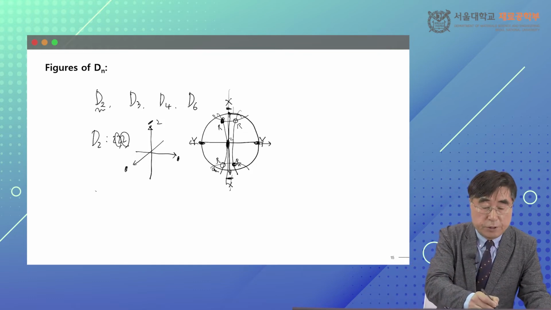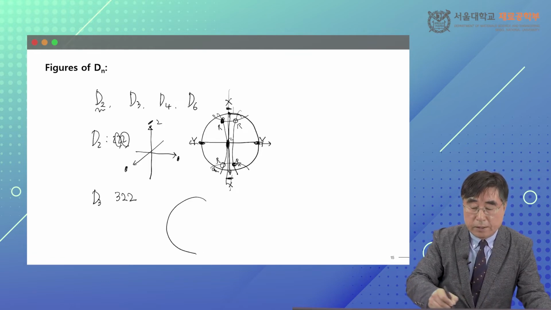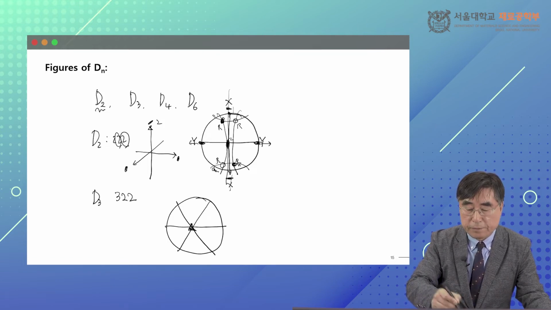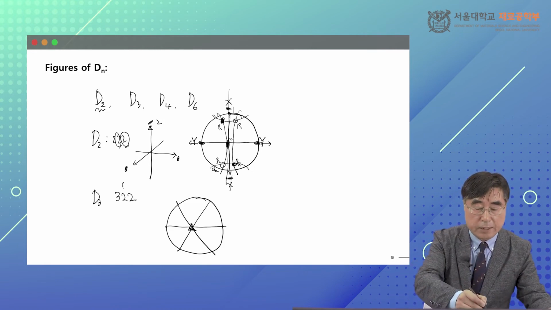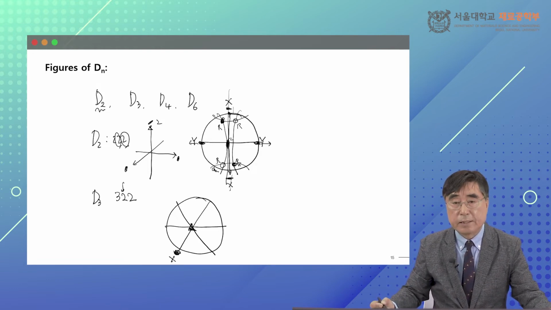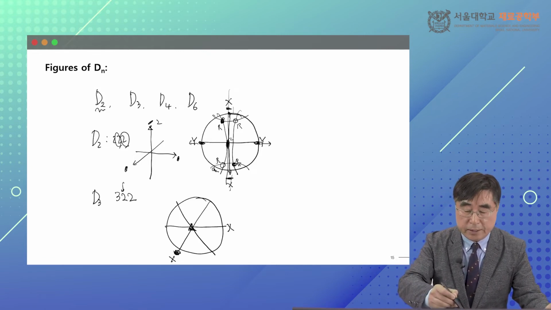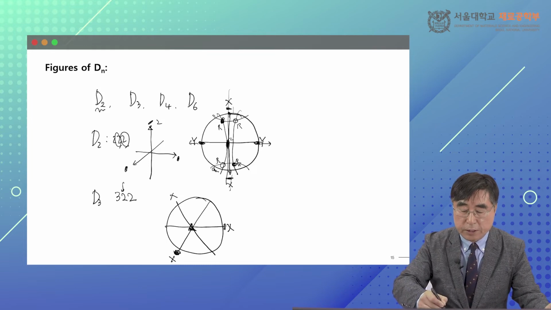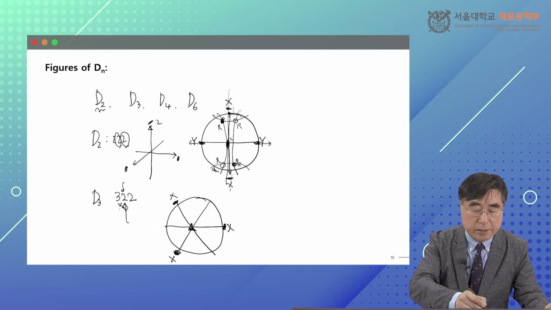All right, D3 is something that needs a little bit of explanation. D3 is 322. Okay, in the stereographic projection, how do I draw it? The vertical axis has threefold. Now, perpendicular to the principal axis, there is a twofold. So there's twofold in here. Now let's call it the x-axis symmetry-wise. Then this threefold generates the same thing. So this one is x-axis, and this one is x-axis. So this one is twofold, and this one is twofold. This x-axis symmetry is defined by this second twofold.